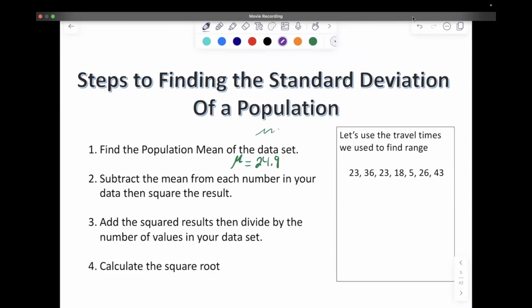Now I'm going to take each data value, subtract the mean from it, and then square it. So I'm going to do 23 minus 24.9 squared. This is 3.61. We're going to do this on each of them. So 36 minus 24.9 squared is 123.21. Thankfully, this is a repeat value.